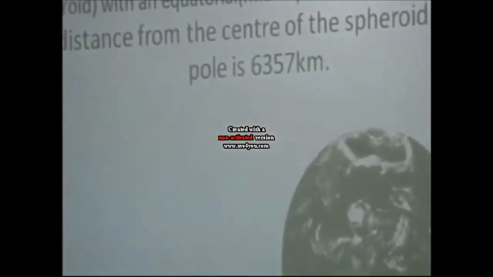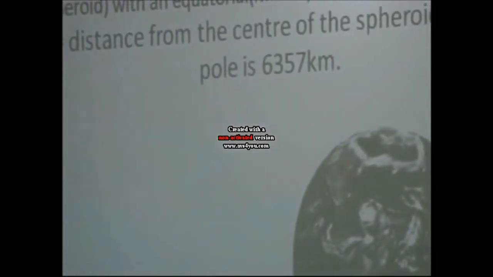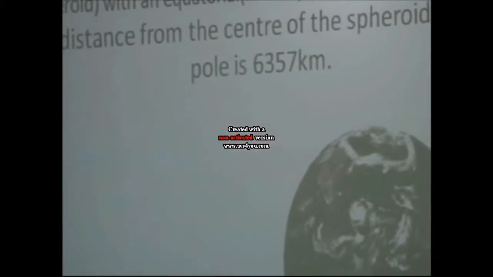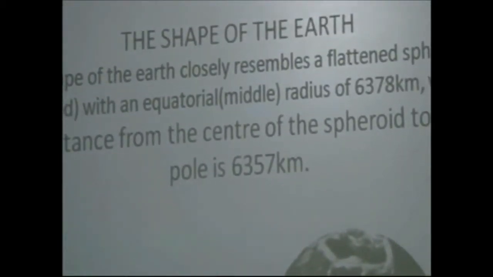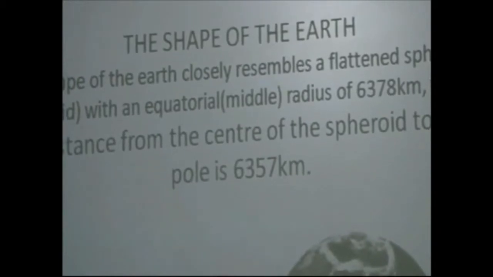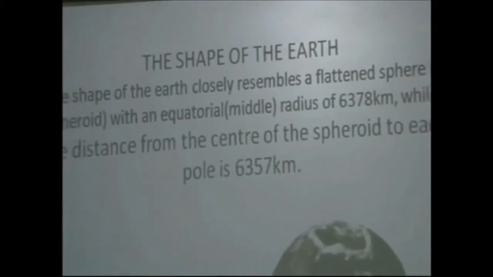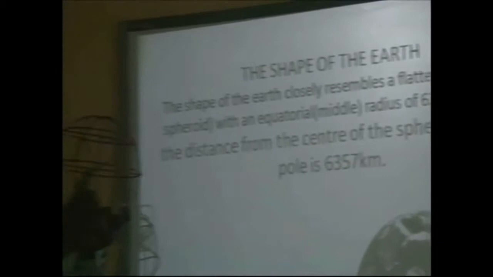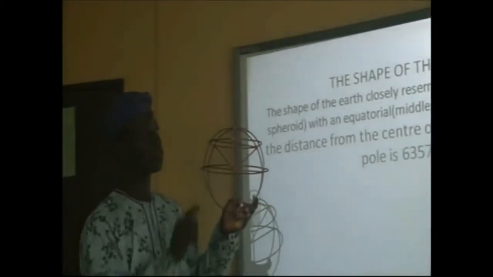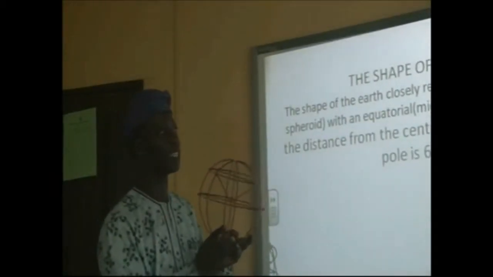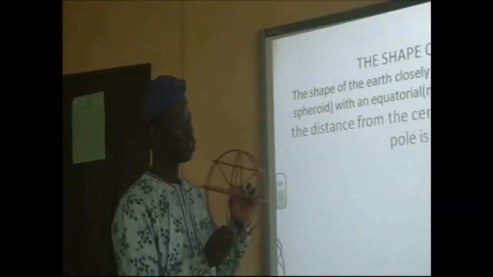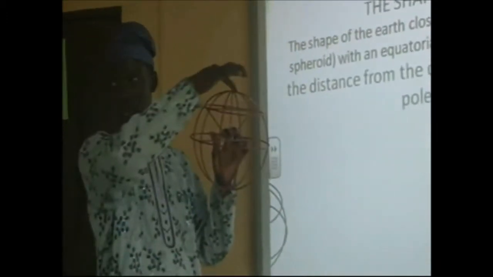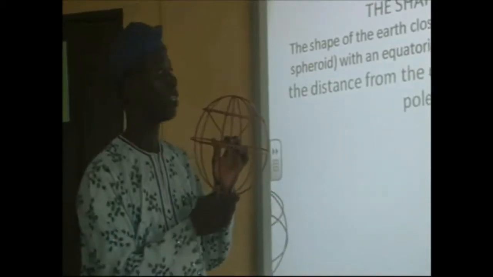You can see that. Look at the shape of the earth. The shape of the earth closely resembles a flattened sphere, a spheroid, with an equatorial radius of 6,378 kilometers, while the distance from the center of the spheroid to each pole, the North Pole and the South Pole, is 6,357 kilometers.